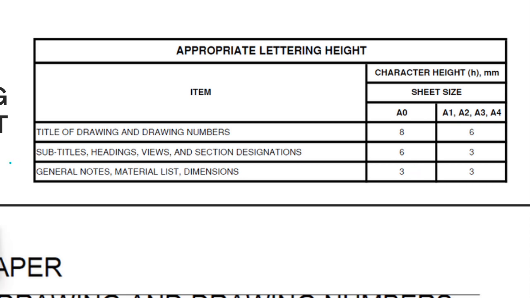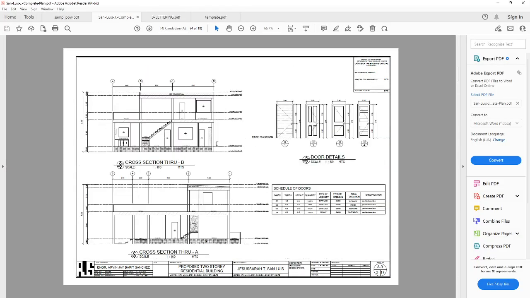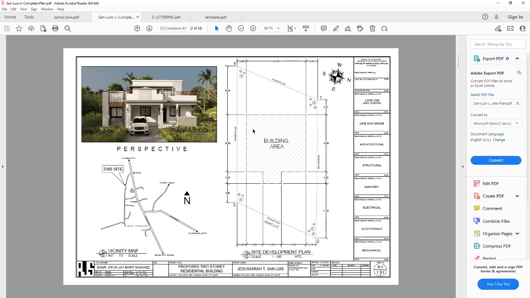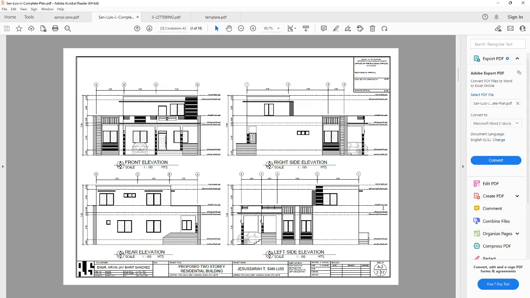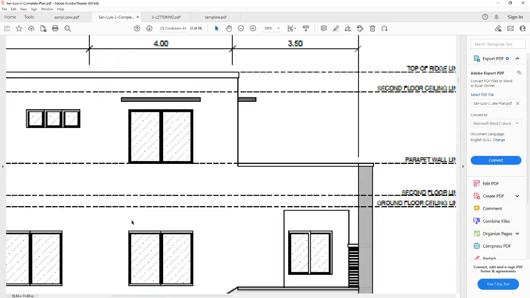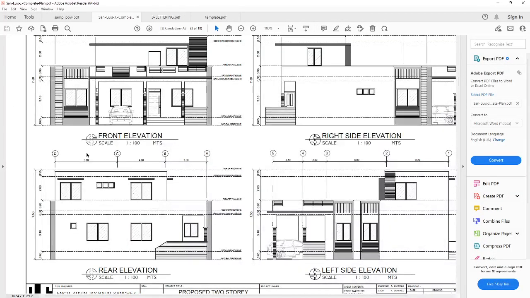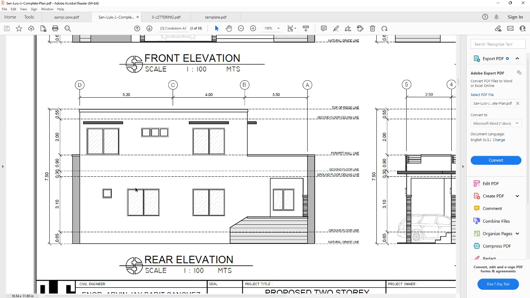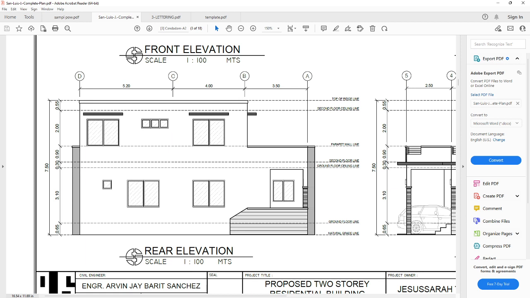So I will give you an example, okay? You remember this drawing, this set of plans we discussed last meeting? So the title of your drawing would be where? Title of the drawing. Okay, so for example, this drawing. I can't zoom in. Okay, so in this drawing, where is the title? The rear elevation. Where is the title?